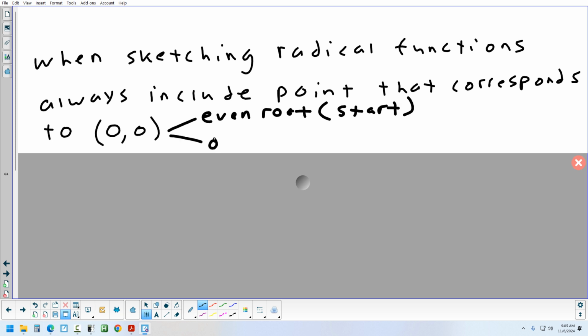If it was an odd root, then the point that's at 0, 0, I would call it the center of the graph. But either way, whether it's an odd root or an even root, you need to find the new start or the new center point for your graph. Does everyone understand that you don't have both in the same graph? You have one or the other. So whichever one you have, you need to find it.